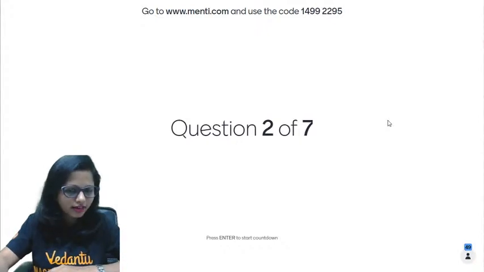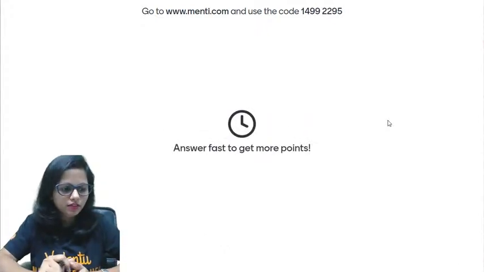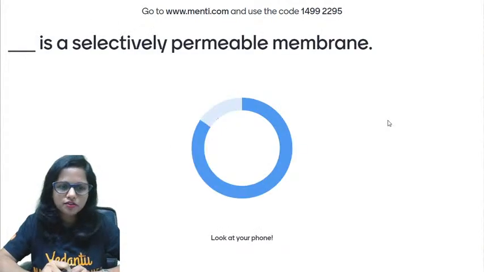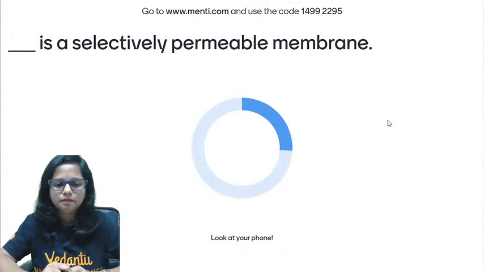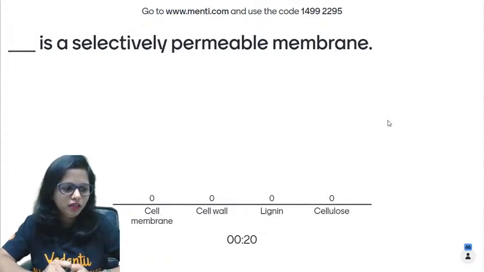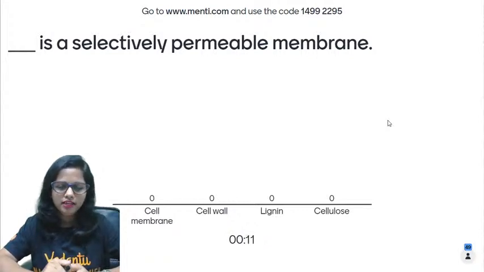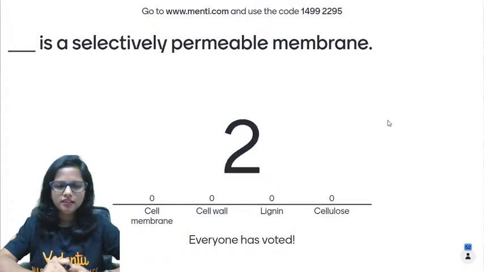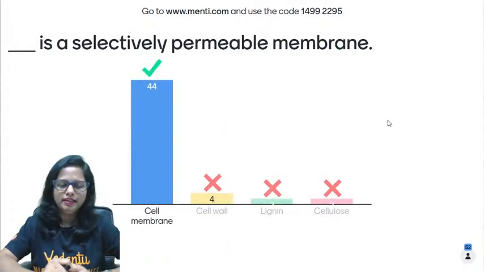Cool. So the second question flashes on your screens now. Okay? Pranavi beta, refresh. Dash is a selectively permeable membrane. Look at your phone. Come on. Cell membrane, cell wall, lignin, cellulose. Selectively permeable membrane. Gauri, Pranavi, Michelle, DP sisters, Sakshi, A. Sure, A. Come on, guys. Sakshi, Aditya, Karthik Creative Hub, Ananya. Is it A? Yes, people, it's A.